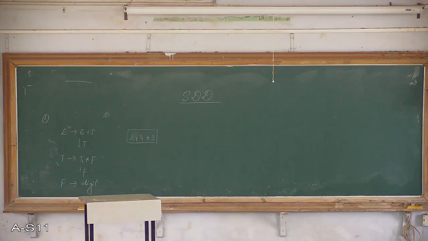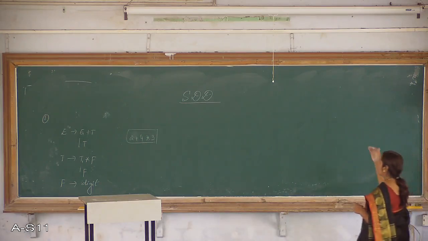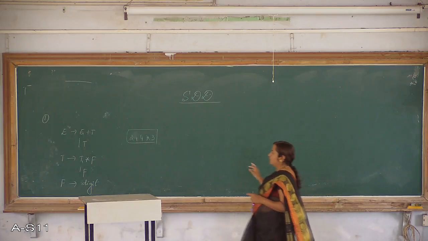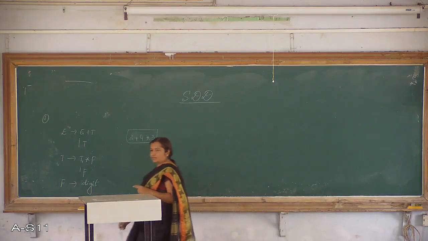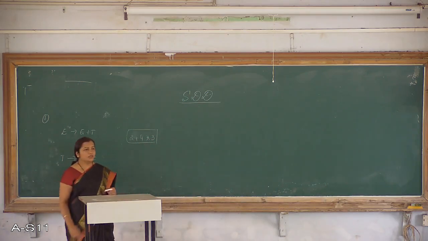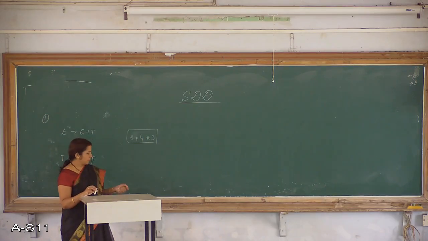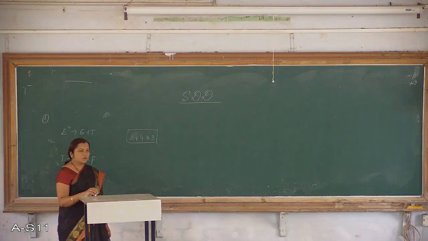And the same way, define the semantic actions, parse tree, and then evaluate from top to bottom, left to right order. Thereby, you'll be getting the proper answer. Try. If not, I'll be solving in the next class. Is it clear? Followed?